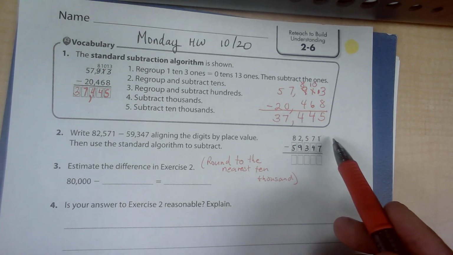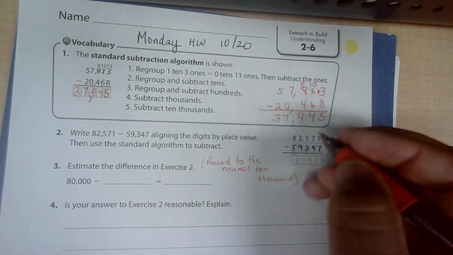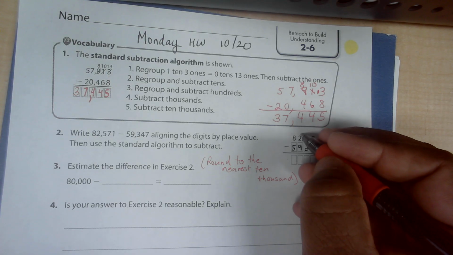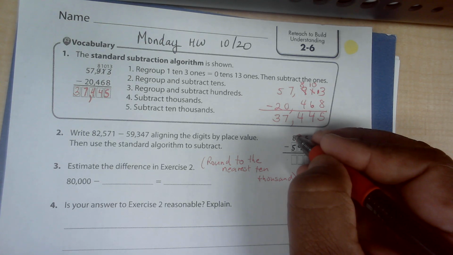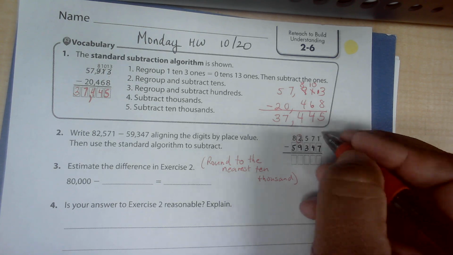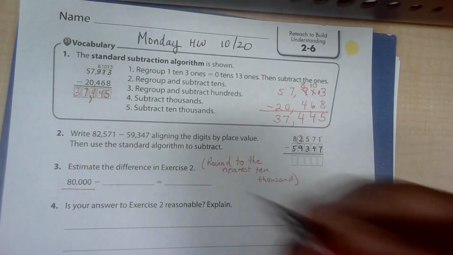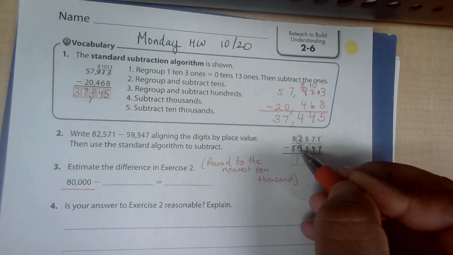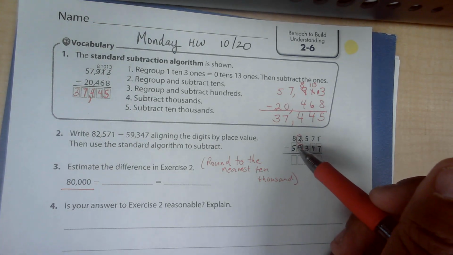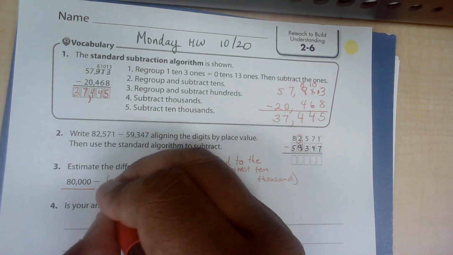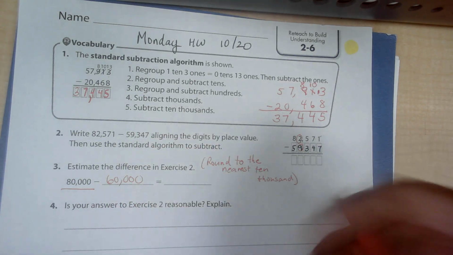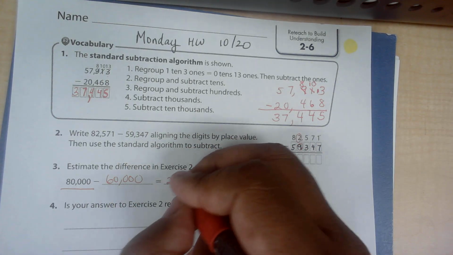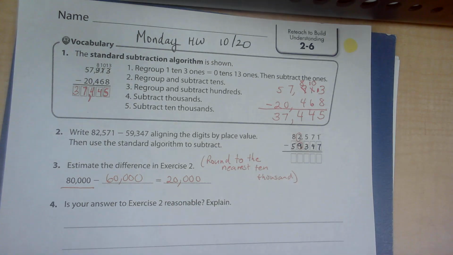So 82,571, the nearest 10,000. This is a 2, so it stays the same. So it's 80,000. And then the 59,000, the 9 rounds up, so this becomes 60,000. And then the difference is 20,000. So you fill that in.